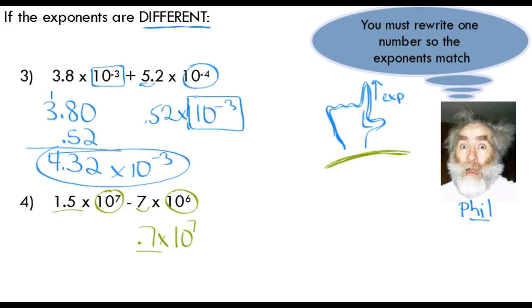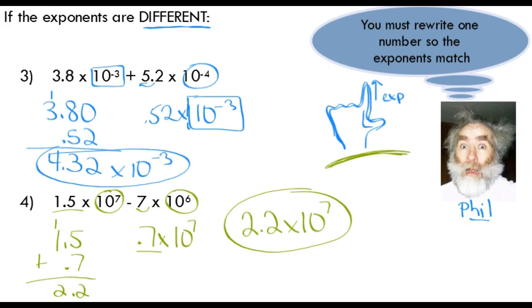And I can add my two coefficients. So 1.5 plus 0.7 gives me 2.2. So my final answer is 2.2 times 10 to the 7th.